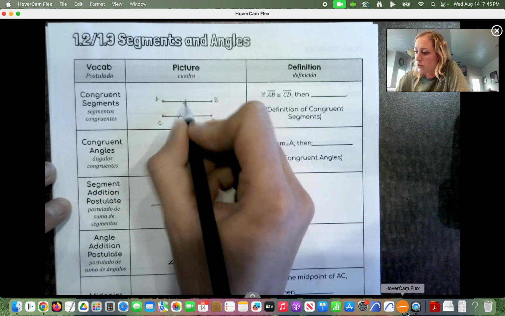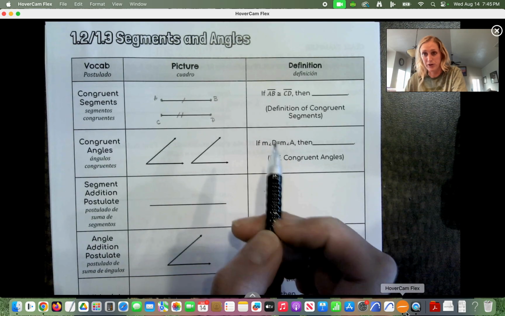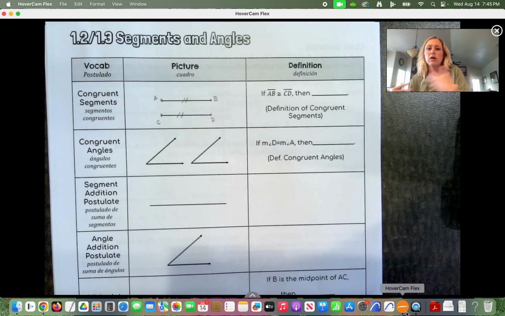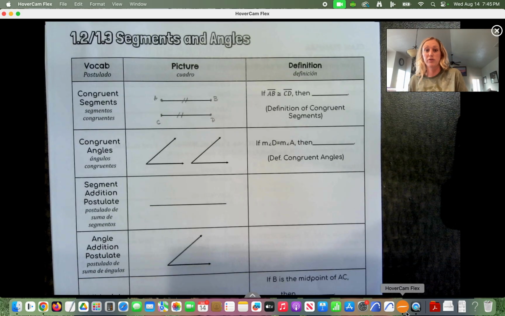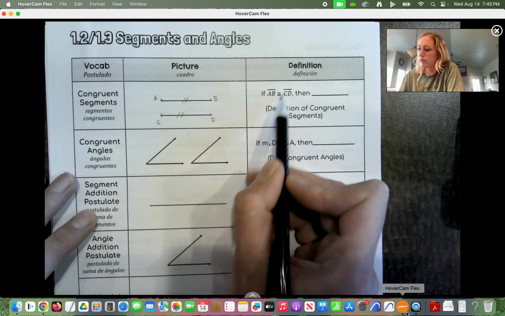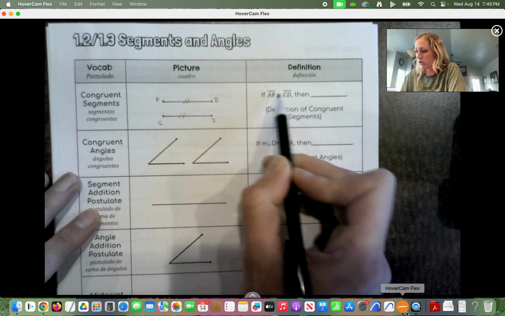If this one had one tick mark and this one had two, that would let me know that they are not congruent. So they have to have the same number of tick marks. If I put 2 and 2, that also is another way for me to know that those are congruent. Okay, so if they're congruent, this is our symbol for congruent. It's like an equal sign with a little tilde or squiggle across the top.